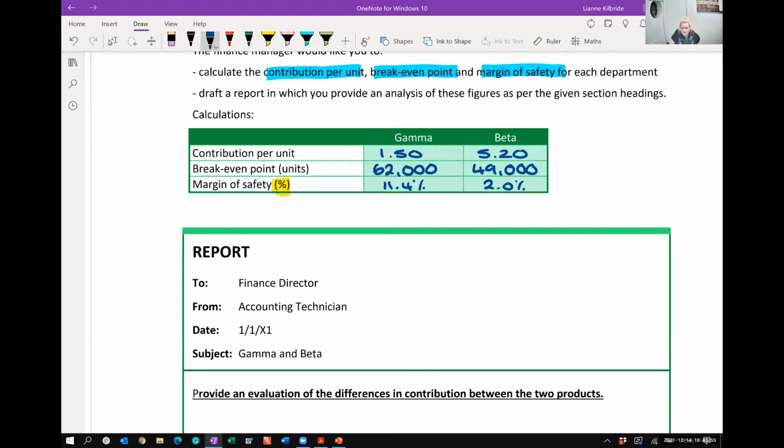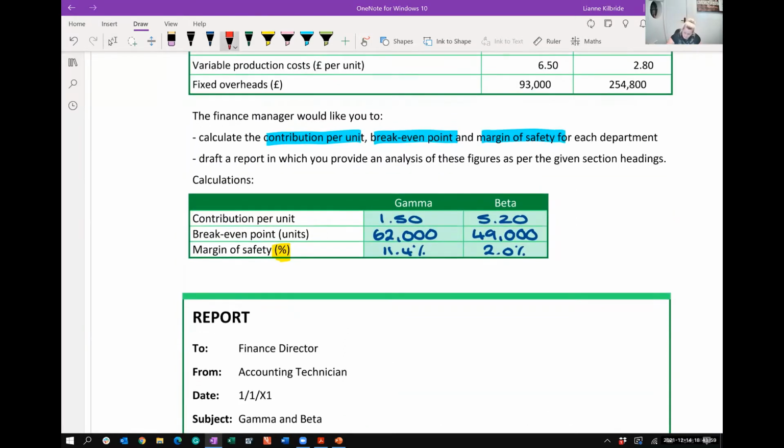So that's the calculation side of things done. We've done the first part of the task. What we now need to do is draft a report in which you provide an analysis of these figures that we've been given and what we've just calculated.